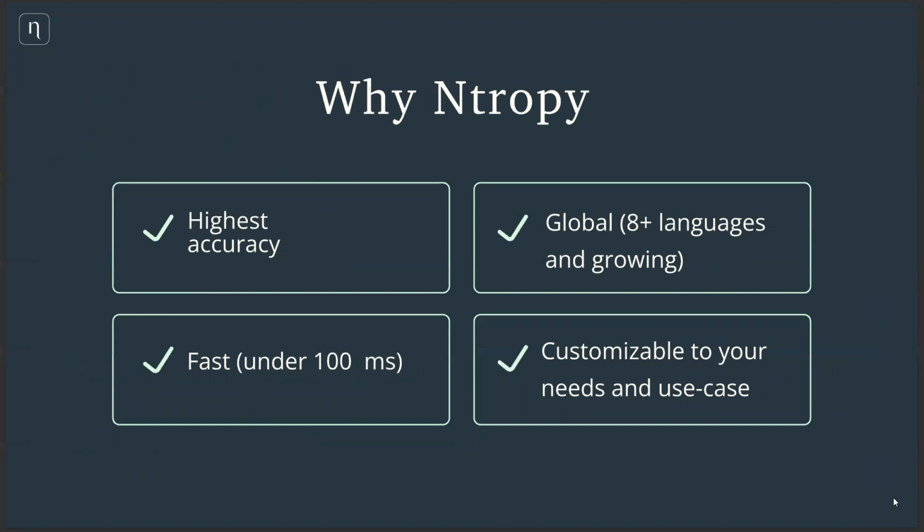So why use Ntropy? Well, we have the highest enrichment accuracy right out of the box. We're also global. We cover 8 languages and we'll be adding more, allowing international companies to have one solution for nearly every market. Our API is real time, and we can enrich a single transaction in under 100 milliseconds, in larger batches within minutes. We're also flexible to our clients' needs and use cases with the use of our custom models, which we'll go over next.